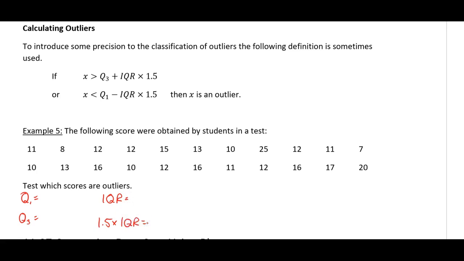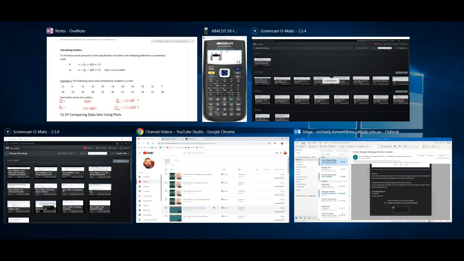Righto. And then we want to have Q1 minus 1.5 times the interquartile range. And also we want to have Q3 plus 1.5 times the interquartile range. Okay, and that will tell me now the bounds for any scores that might be outliers.